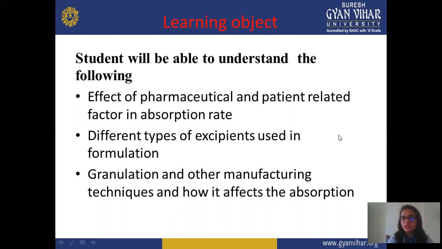Next is granulation and other manufacturing techniques. Different types of granulation techniques are available. You should know which granulation technique is better for your formulation, and if a technique is not suitable, you check an alternate technique. This granulation technique is also responsible for affecting the absorption rate. So all these parameters we should know about in this topic.